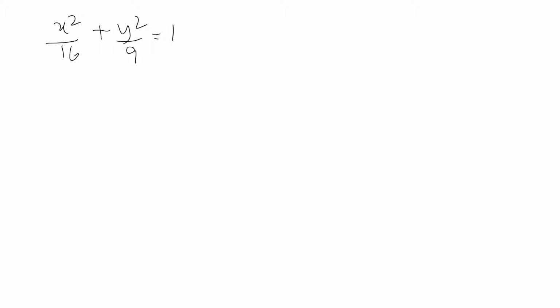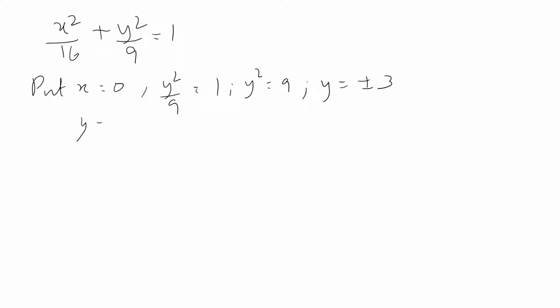So what we can do here is, if you put x equal to 0, then what we will get is y square by 9 equal to 1, y square equal to 9, and y equal to plus or minus 3. And then if I put y equal to 0, then x square by 16 is equal to 1, x square equal to 16, and x is equal to plus or minus 4. So that is how we find out the coordinates.